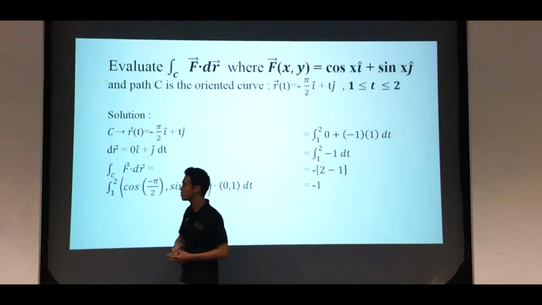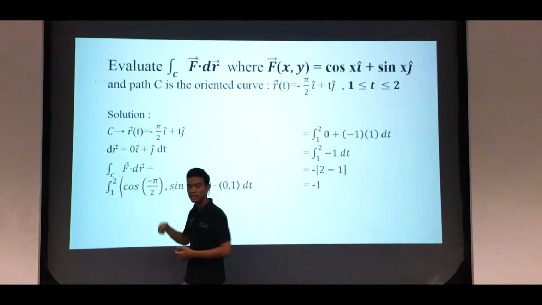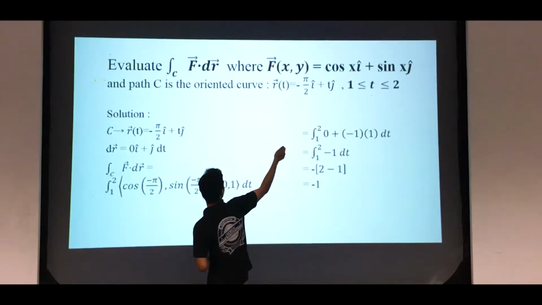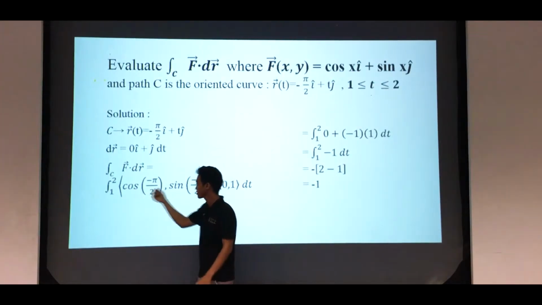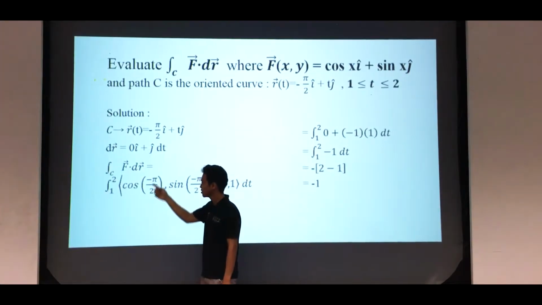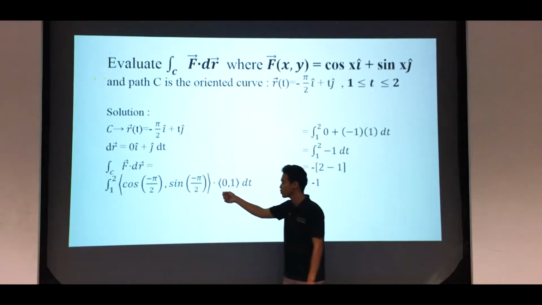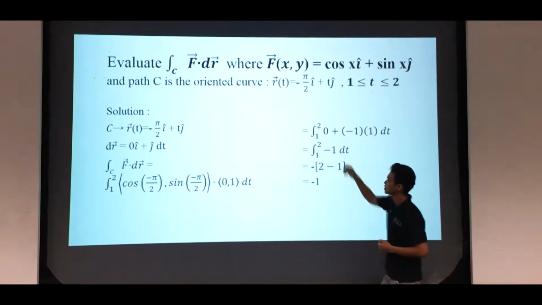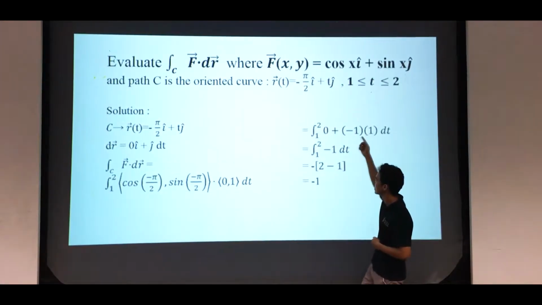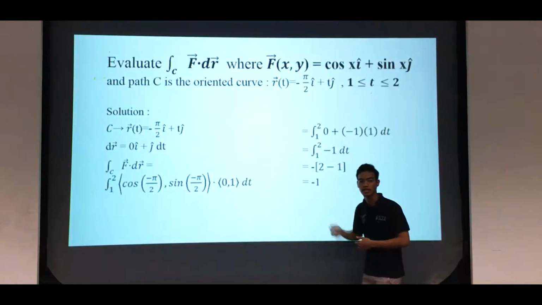Just input into the main formula, which is F dr, to get the area below the curve. F is given, which is cos x i plus sin x j. Substitute the value of x, which is negative pi over 2, and then the dot product with 0 and 1, which results in the integral of 0 plus negative 1 times 1, with lower limit 1 and 2. Then after we integrate, the final answer is negative 1.